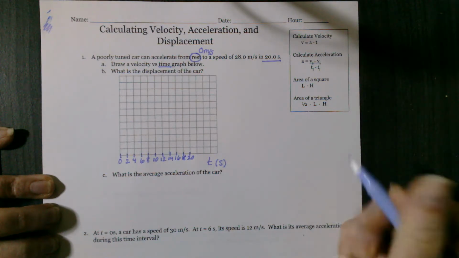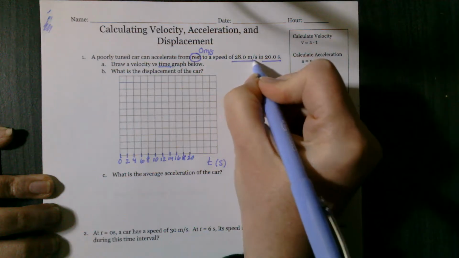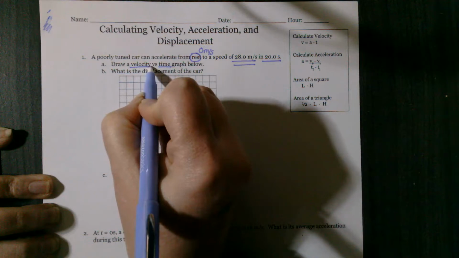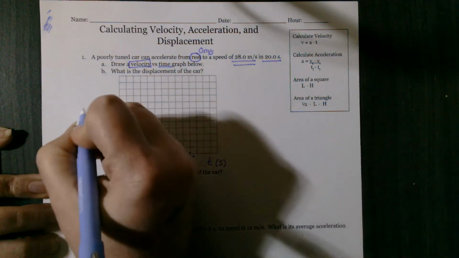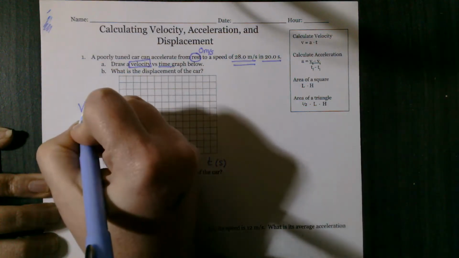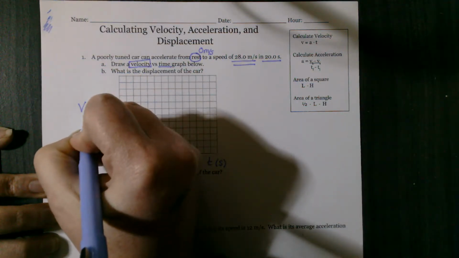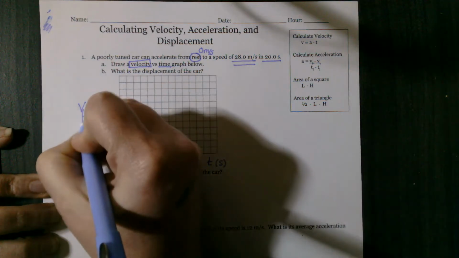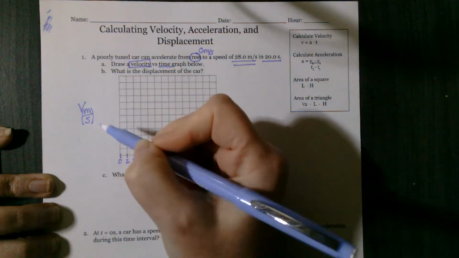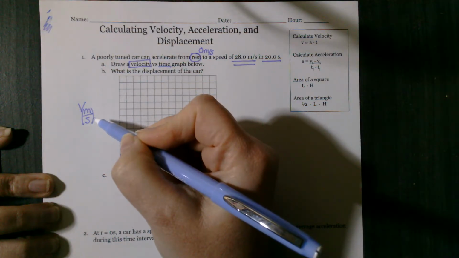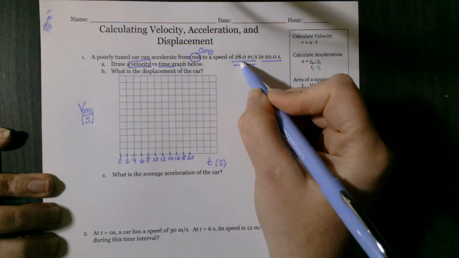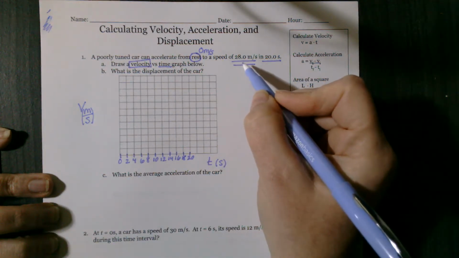And then it has to reach 28 meters per second on velocity. So since we're drawing a velocity time graph, we know velocity has to come over here. And we also know that the units for velocity are meters per second. Remember, you have to have a variable, the v for velocity, and a unit, meters per second, for velocity. And we know we have to reach 28 meters per second.